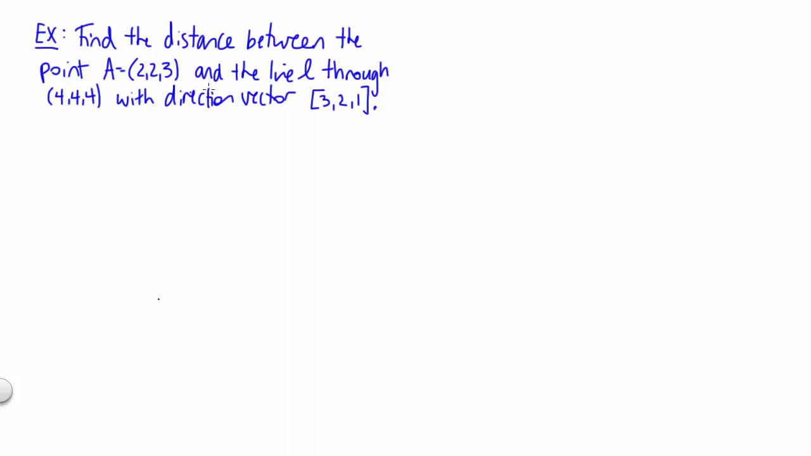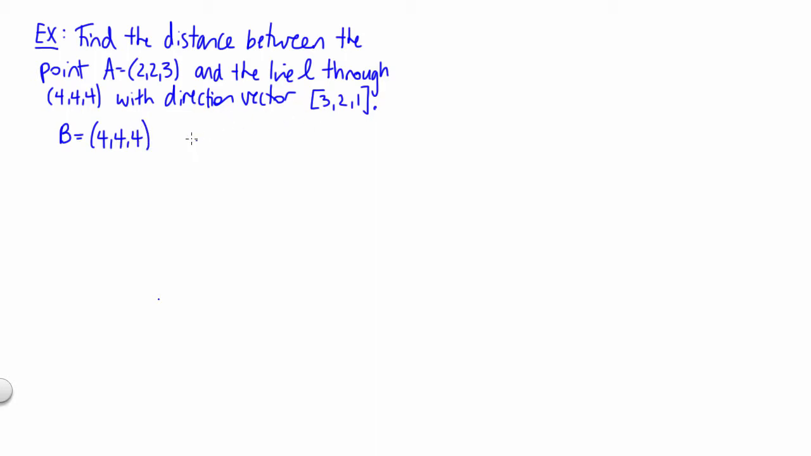Let's find the distance between the point A, which is (2, 2, 3), and the line L, which passes through the point (4, 4, 4) and which also has direction vector (3, 2, 1). Well, let's start by giving a name to this point (4, 4, 4). Let's call it B.